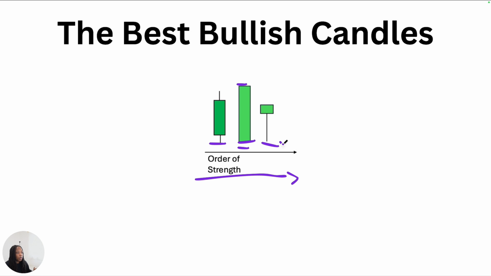This third one is very powerful because it shows the buyers were able to overcome and flip that candle from when it was red, because it opened here, sellers pushed it down, but then buyers were able to flip it back and close it green at the highs.